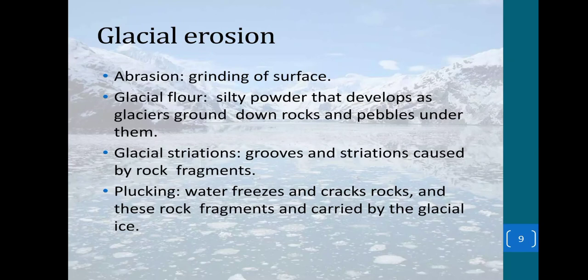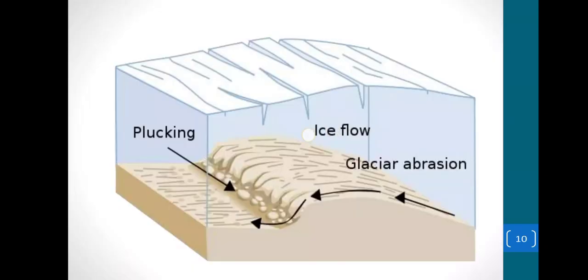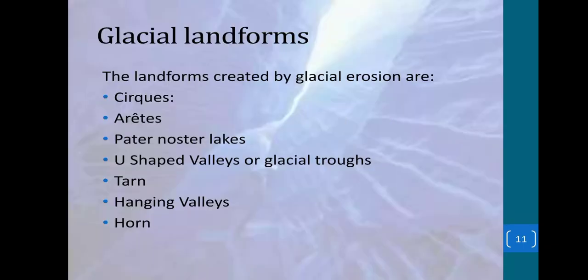Then we have the definition of glacial erosion. What is glacial erosion? Abrasion is the grinding of surface. Glacial flour is a silky powder that develops as glaciers grind down rocks and pebbles under them. We have also glacial striations, grooves and striations caused by rock fragments. Plucking: water freezes and cracks rocks, and these rock fragments are carried by the glacial ice. This is the illustration: the plucking, the ice flow, the glacier abrasion.